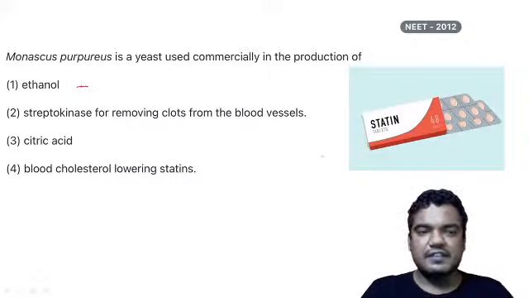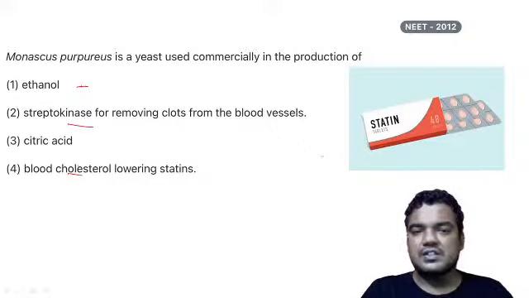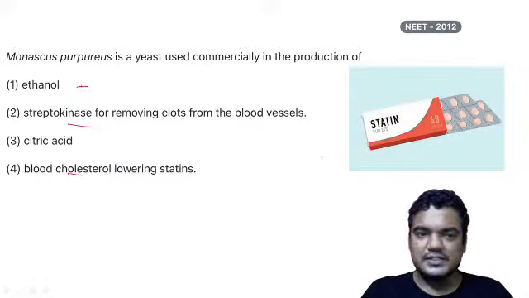The next one they have given is streptokinase. Streptokinase is used for removing clots from the blood vessels. Streptokinase is produced by Streptococcus. Yes, that is used for removing the blood clots. But Monascus purpureus doesn't produce this streptokinase enzyme. Next, the third statement they have given is that Monascus purpureus produces citric acid. No, Monascus purpureus doesn't produce citric acid.